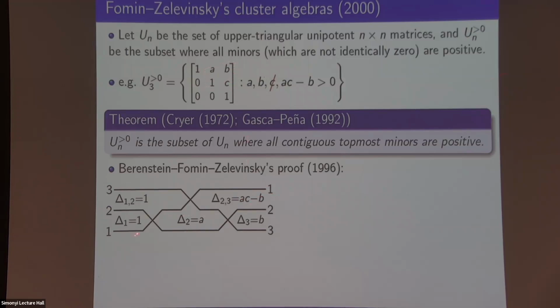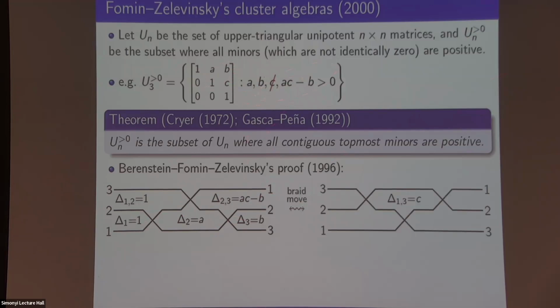And if you notice, well, okay, these two are 1, but the other minors are the minors in my positivity test. And I want to know if these minors are positive, that all the other minors are positive. And the way they prove this is doing braid moves. So here, I can do a braid move, which would get me to this wiring diagram. And if I do that, the only chamber whose label changes is this one. And it changes from being labeled by 2 to be labeled by 1, 3. And the minor labeled by 1, 3 is C.